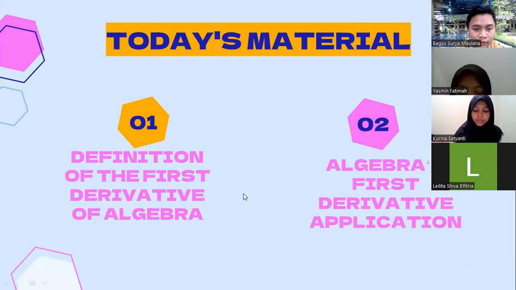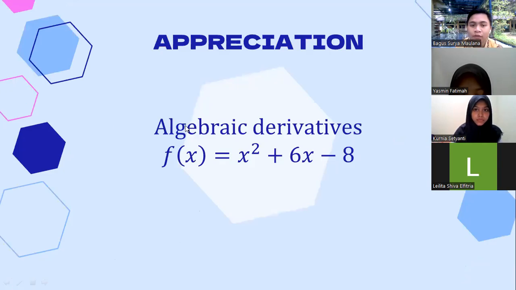Okay, for today's material, there are two topics. The first one is the definition of the first derivative of algebra, and the second is the application of the algebra first derivative. We have learned in the last meeting about the definition, which is in limit form. Here is a sample function, f(x) = x squared + 6x - 8.